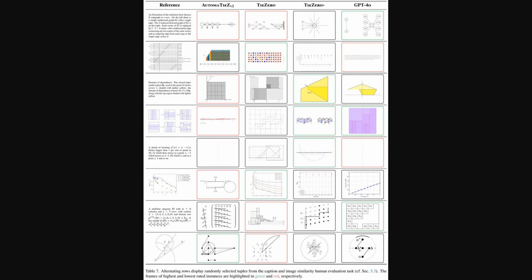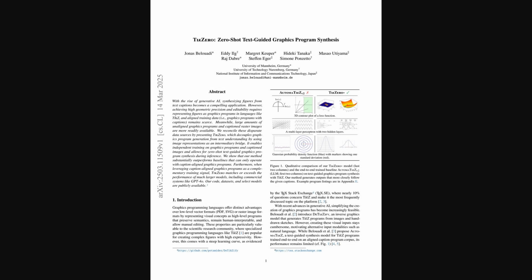Speaking of examples, Table 7 gives us a direct visual comparison from a human evaluation study. You see the original reference figure on the left for each row, and then the outputs generated by different models. TikZV2, the zero-shot TikZero, the fine-tuned TikZero Plus, and even GPT-4o for comparison. The table highlights some of the best and worst-rated examples according to human judges using those green and red borders. You can really see the difference in quality sometimes. It visually backs up the idea that TikZero Plus and GPT-4o are often preferred by humans. So yeah, those visual comparisons in the table really drive home the point about quality.